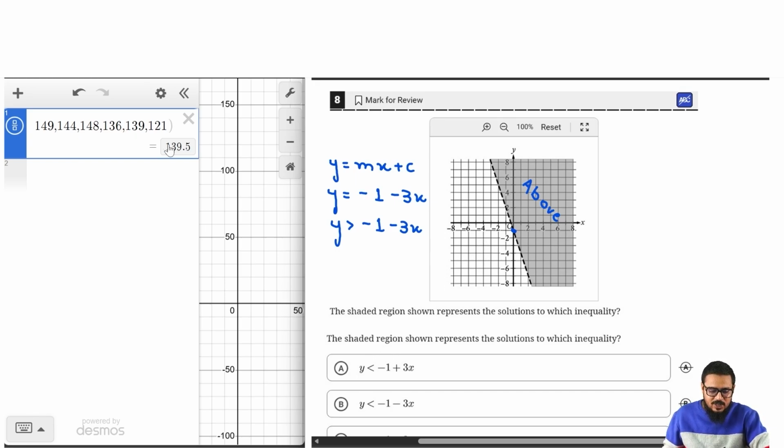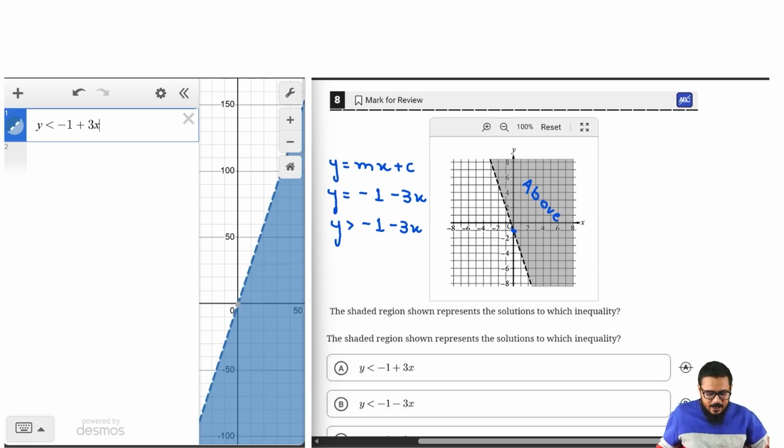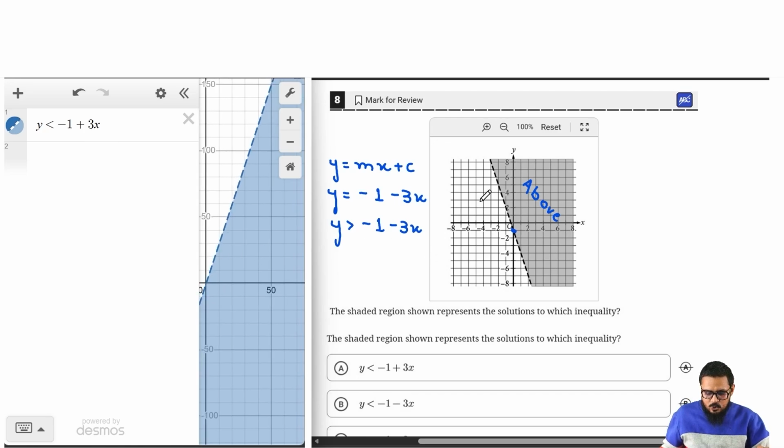Now, for example, if I test answer option A, you can test every single answer option if you don't know the logic of doing these questions. I'm going to start with y is less than minus 1 plus 3x. That's the graph that I'm getting right over here. So it's not exactly similar to what I have in the question, right? And the line is also going upwards. I had a line which was coming downwards, so this has to be incorrect.